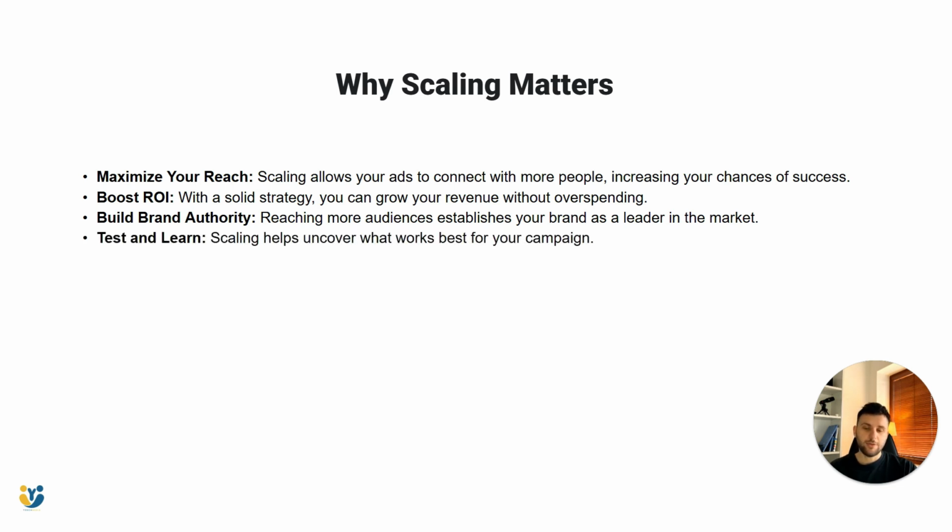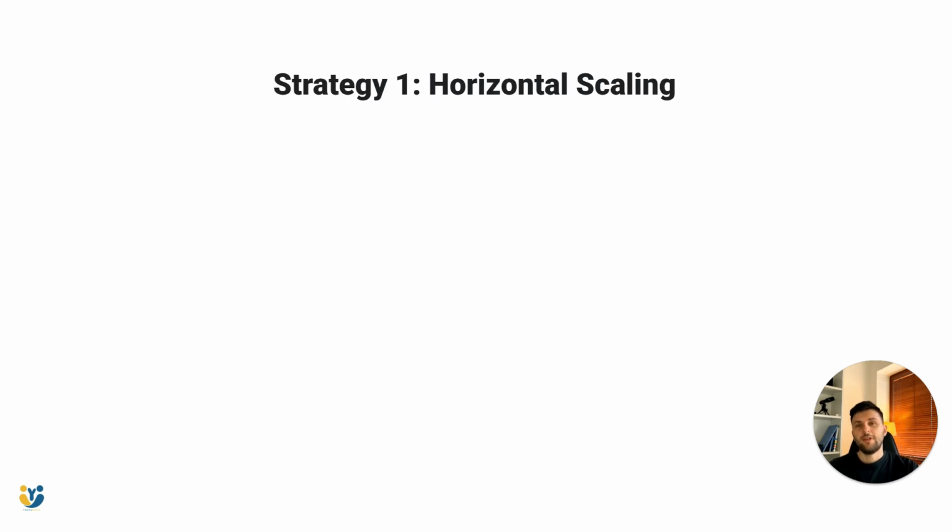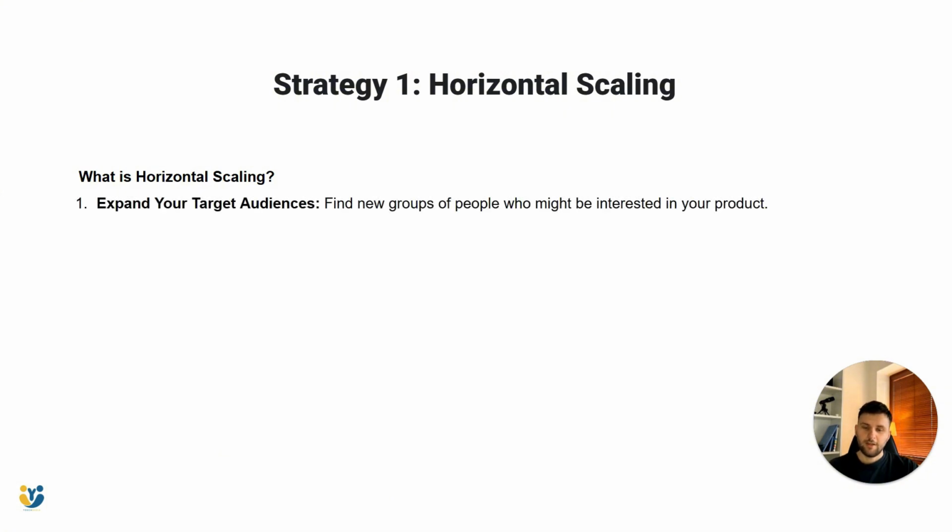Reaching more audiences establishes your brand as a leader in the market. It also allows you to test and learn because scaling helps uncover what works best for a campaign, as I've mentioned before. Another reason why scaling matters is because in that way you stay competitive. And let's face it, if you're not scaling, your competitors might be outpacing you. So, let's get to the first strategy, which is horizontal scaling. First of all, what is horizontal scaling? Well, it expands your target audiences, right? It helps you find new groups of people who might be interested in your product.